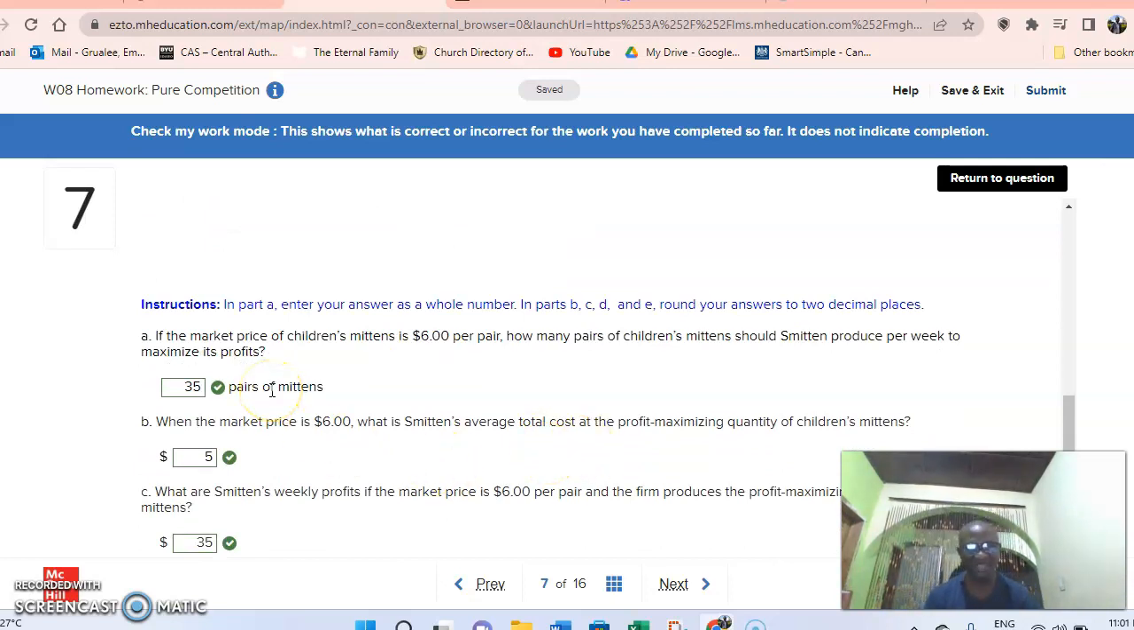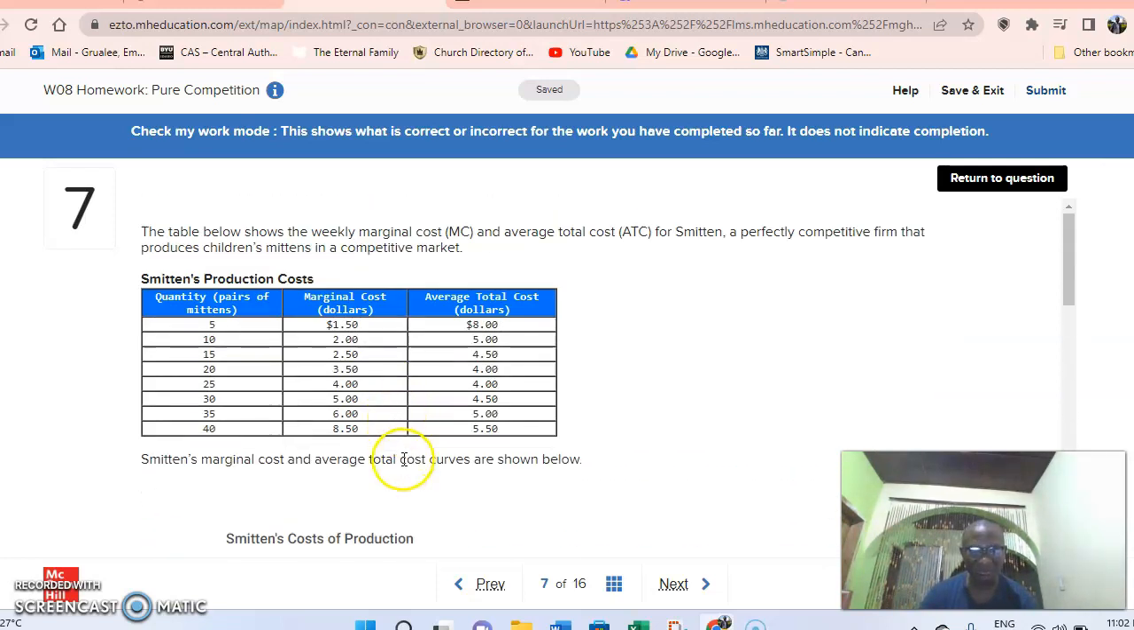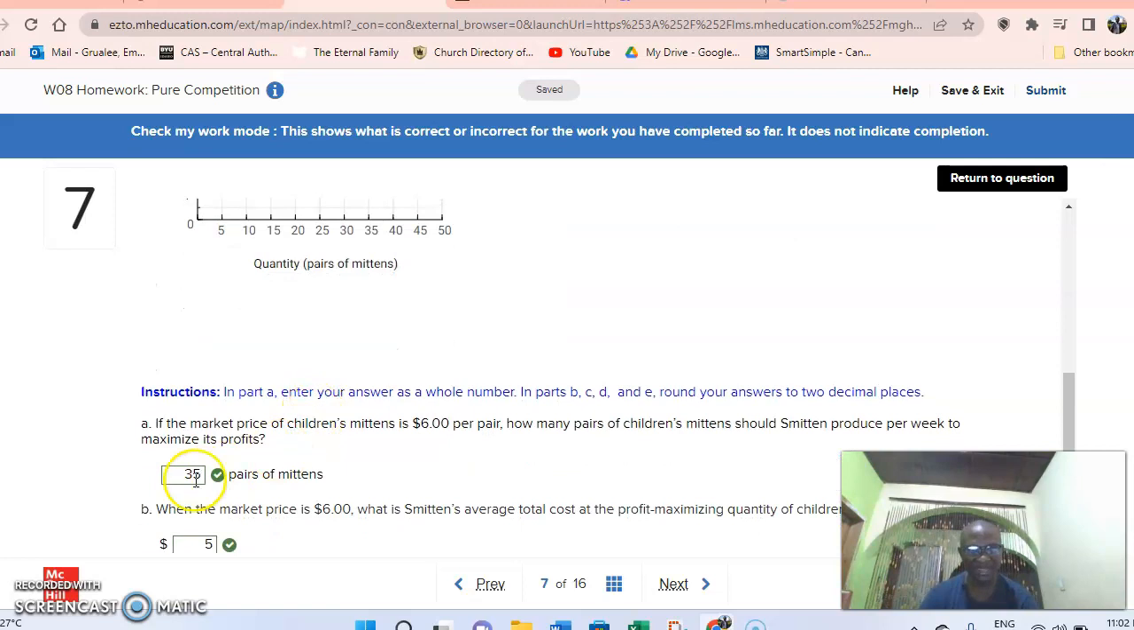So if the market price for children's shoes is $6 per pair, how many pairs of children's shoes should be produced per week to maximize its profit? To maximize profit at the price of $6, you have to produce about 35. I always told you, once you get marginal cost, think about the price. Price, marginal cost, marginal revenue, they are all like price. So at price $6, go for 35 quantity. That's what we got at 35.